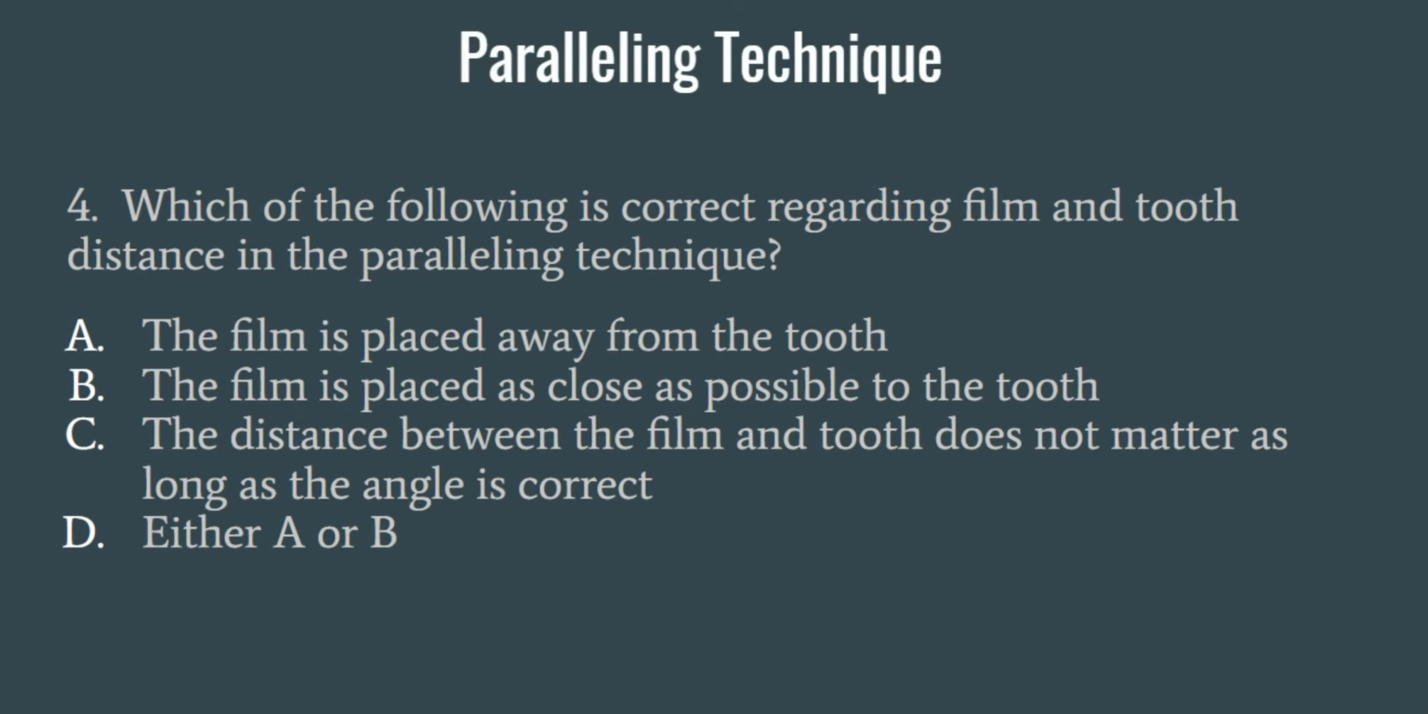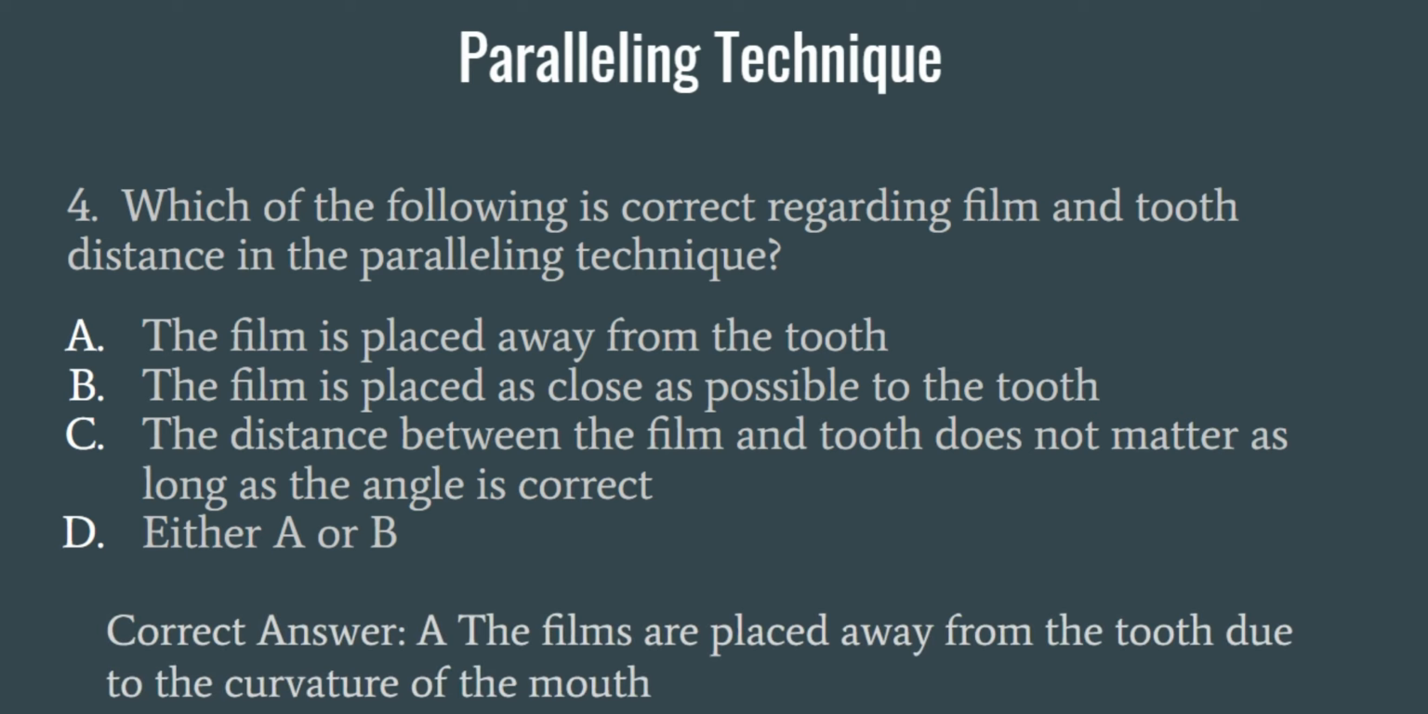And last, which of the following is correct regarding film and tooth distance in the paralleling technique? A. The film is placed away from the tooth. B. The film is placed as close to the tooth as possible. C. The distance between the film and the tooth does not matter as long as the angle is correct. Or D. Either A or B. The correct answer is A. The films are placed away from the tooth due to the curvature of the mouth.